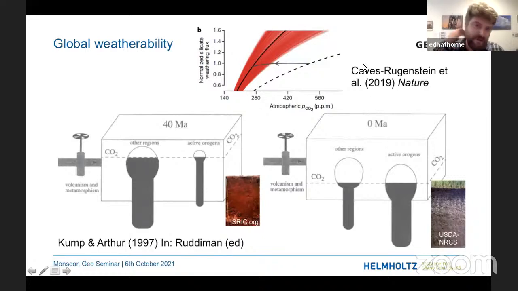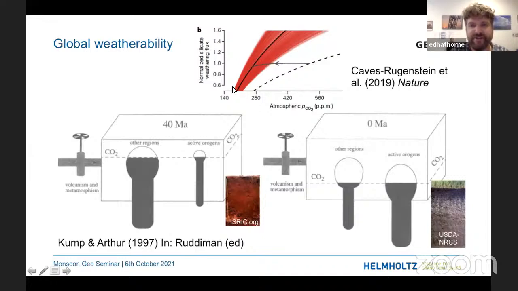And so Claves-Rugenstein and others, in a paper a couple of years ago, were trying to work out how you could change the atmospheric CO2 concentration, but not change the silicate weathering flux. They did this by basically just changing the weatherability. This black line is the modern weatherability, and all the red is the Monte Carlo simulations to get to this number. And here on the dashed line is what they figured out would have been 16 million years ago in the middle Miocene climatic optimum. And you can change your equilibrium pCO2 concentration by moving along this vector here.